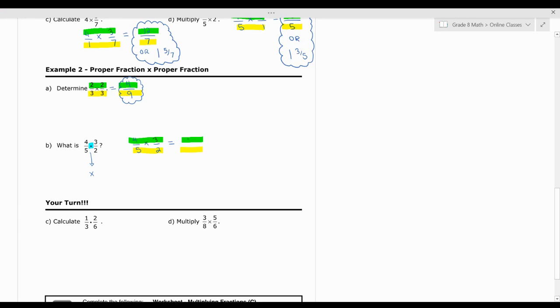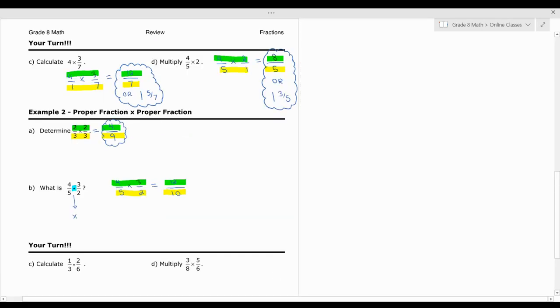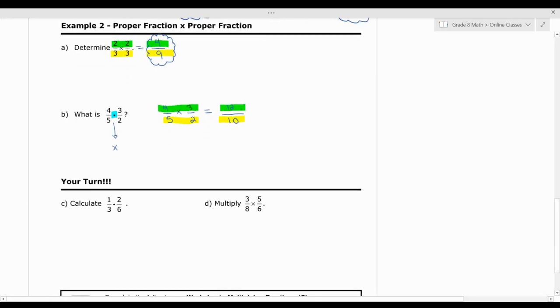You're going to get 4 times 3 is 12. 5 times 2 is 10. Okay, so I have 12 over 10. Now, this is an improper fraction, so I could write this as a mixed number if I wanted to, but what I would check before I even do that is, could you actually simplify this down? So I have a 12 and a 10. I could actually divide the top and bottom by 2. So I would write this as 6 over 5. And then again, if you wanted, you could state it as a mixed number. So that would be 1 and 1/5.